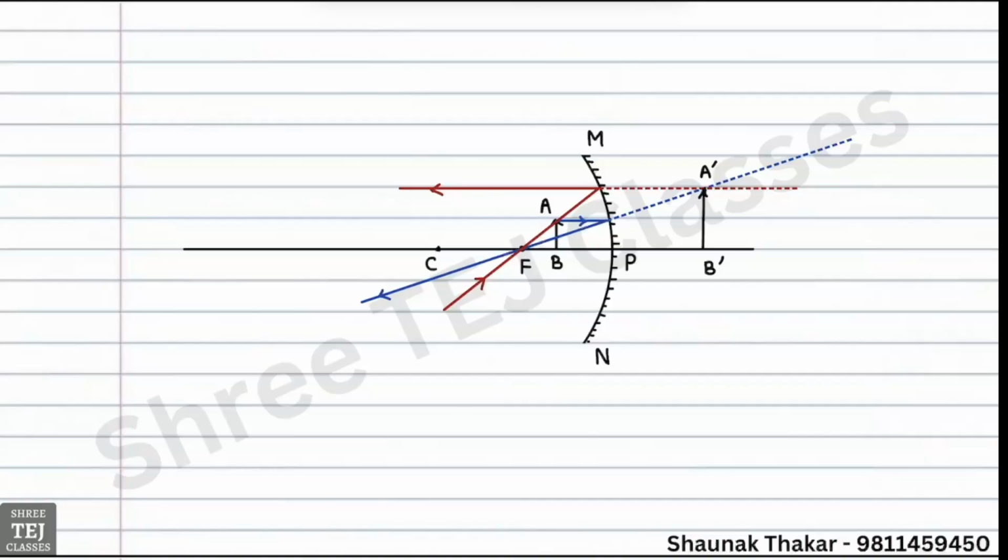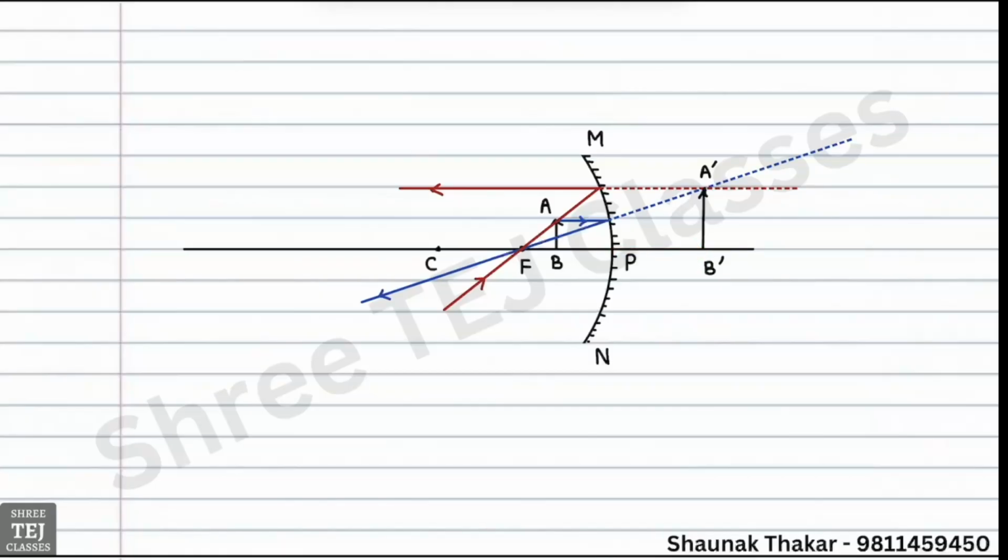Now as we can see, the object is smaller than the image. So we can say that the image is magnified or enlarged. Now where is the image? Is it in front of the mirror? No, the image is behind the mirror.